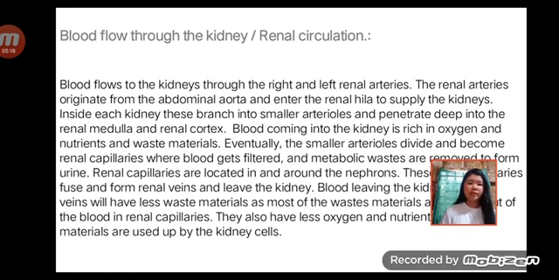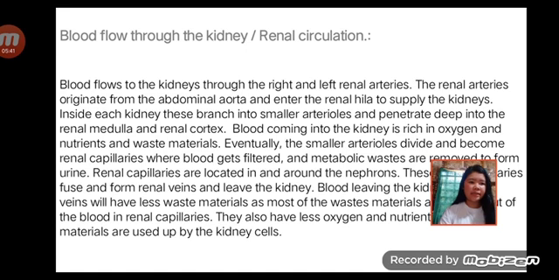Now, blood flow through the kidney, or renal circulation. Blood flows to the kidneys through the right and left renal arteries. The renal arteries originate from the abdominal aorta and enter the renal hilum to supply the kidneys. Inside each kidney, they branch into smaller arterioles and penetrate deep into the renal medulla and renal cortex.